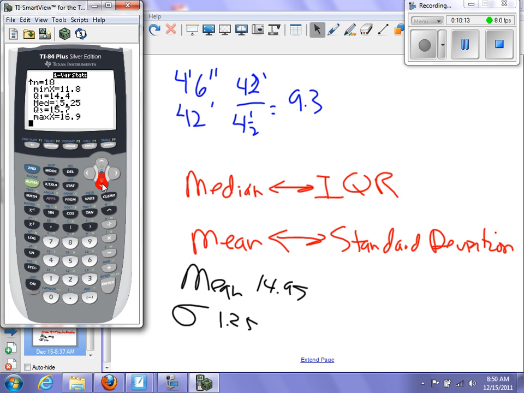One of the nice things that you can point out if you're writing about this is you can say, oh, isn't it nice that my mean of 14.95 is really very close to my median of 15.25. Those are very close, indicating again that yes, it is a unimodal symmetrical distribution.